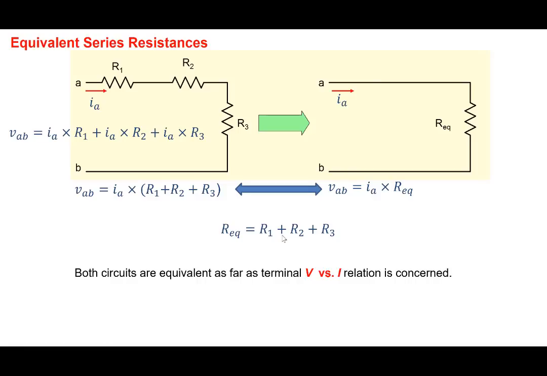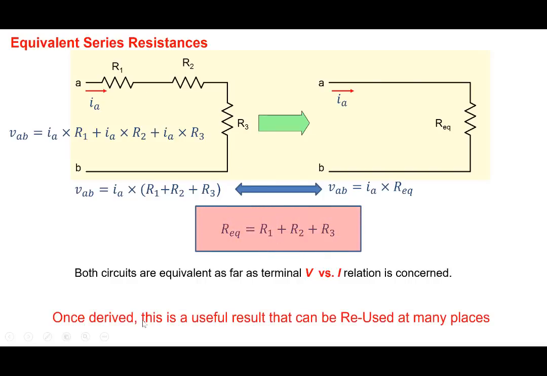The idea is that wherever you see series connected circuits, let's say several resistors, you can combine them into 1 single resistor. So that's a result we would like to reuse wherever it is convenient to simplify circuits and simplify analysis. It has been derived using KVL and KCL, but every time we see R1 and R2 and R3, we are not going to apply KVL and KCL again to analyze that part of the circuit. We'll replace it by this result. Once derived, this is a useful result that can be reused at many places.